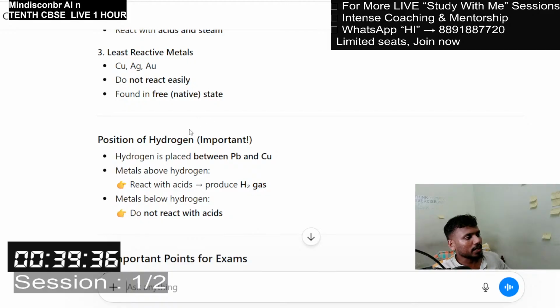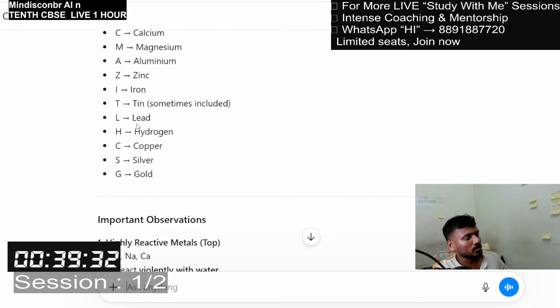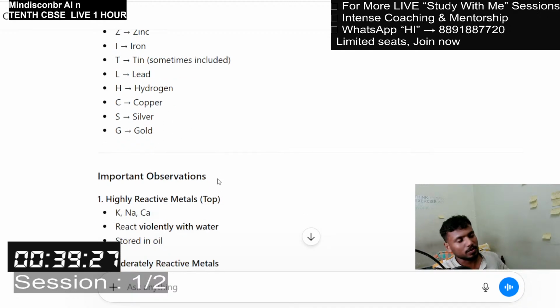Position of hydrogen is important. Hydrogen is placed between lead and copper. So hydrogen comes in a position between lead and copper.